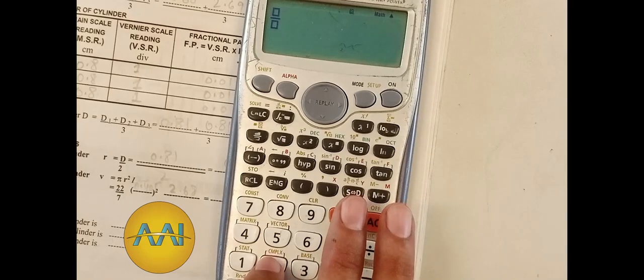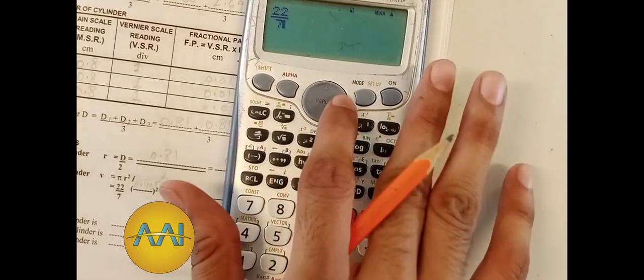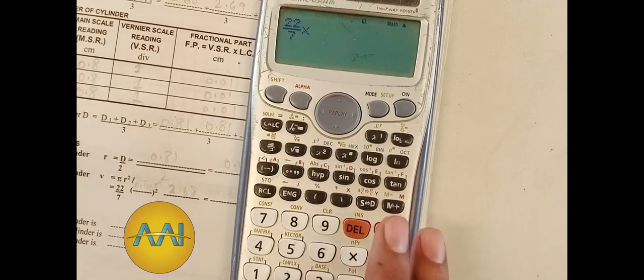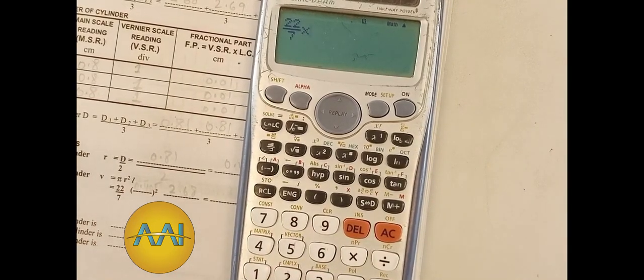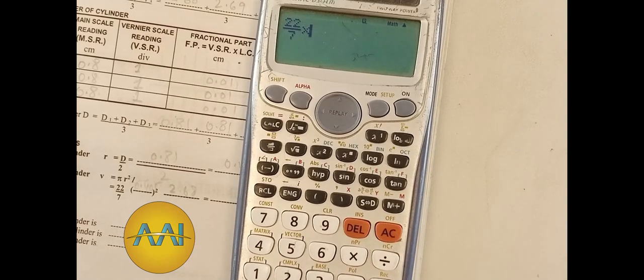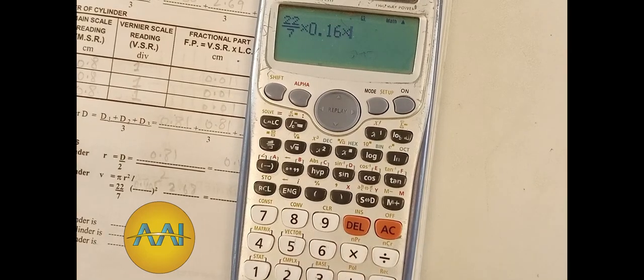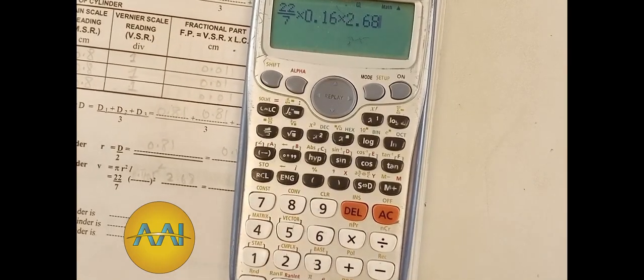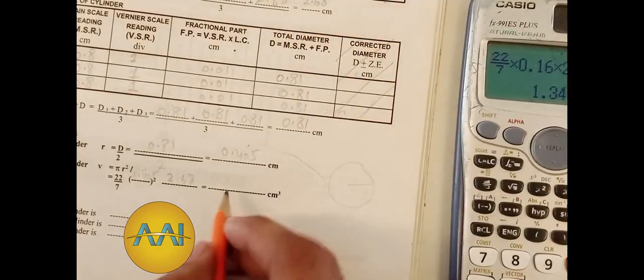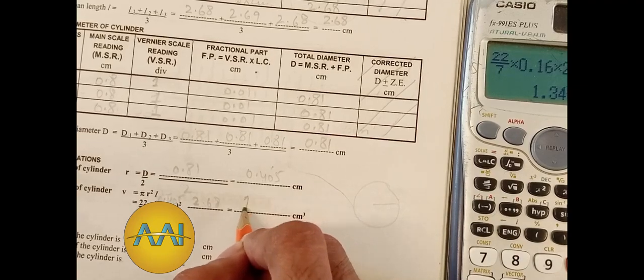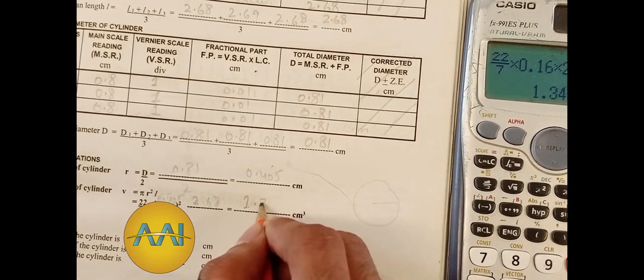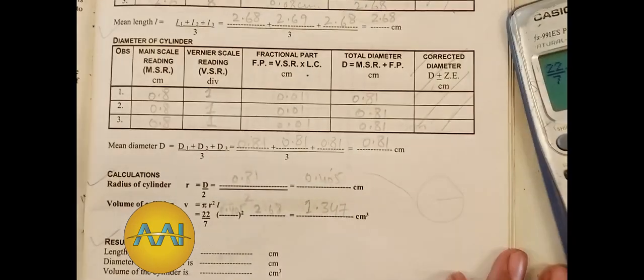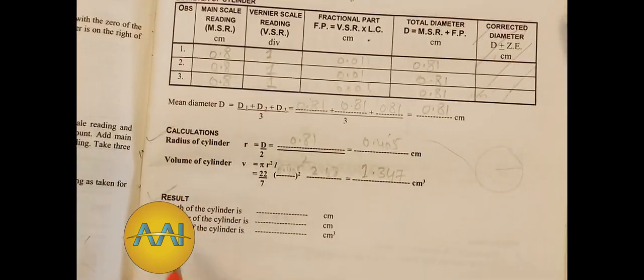Now I am multiplying the whole value. What I am doing: 22 upon 7 multiplied by the r square value, which is 0.405 square, that is 0.16, multiplied by 2.68. So the answer is 1.347, which means that the volume of the solid cylinder is 1.347.